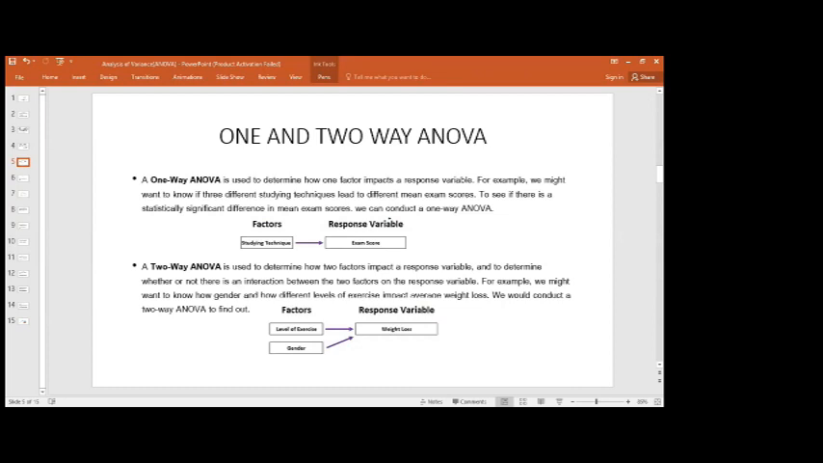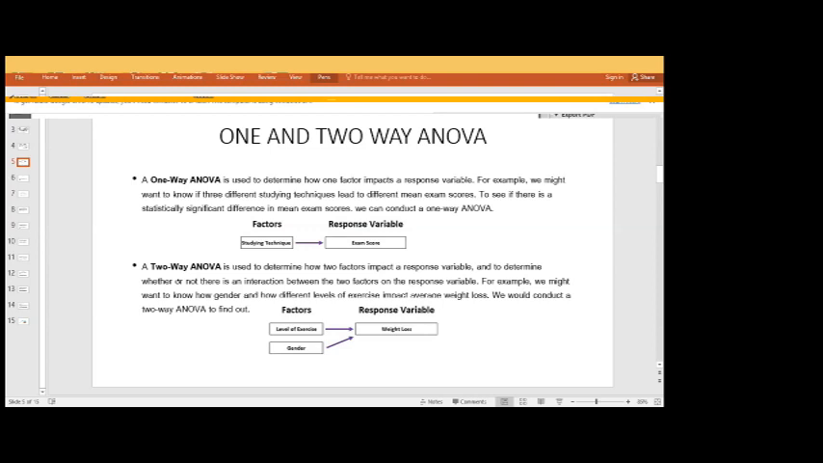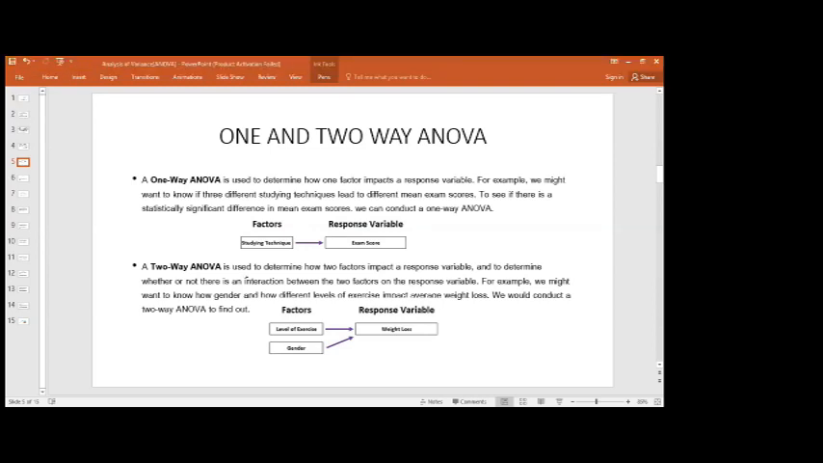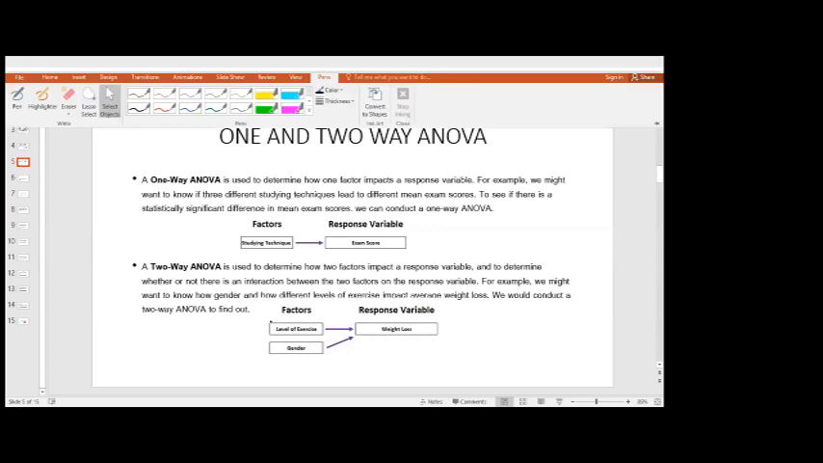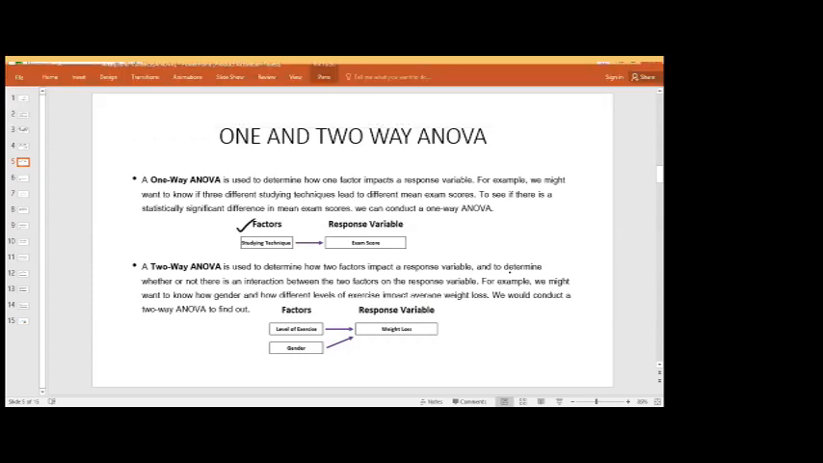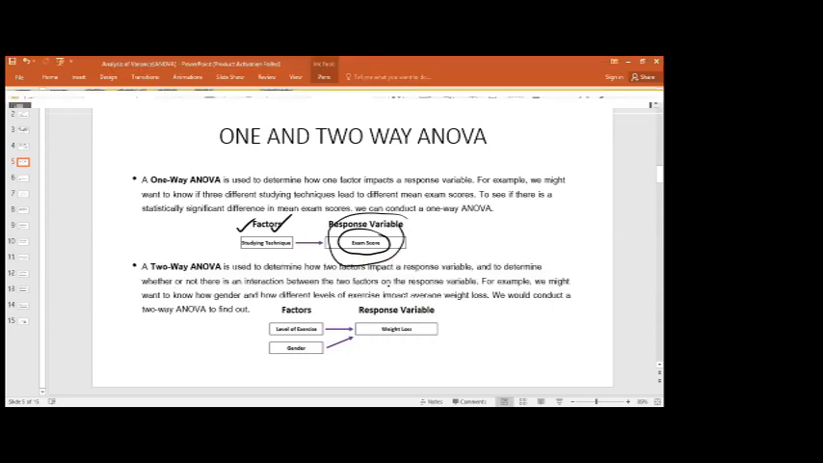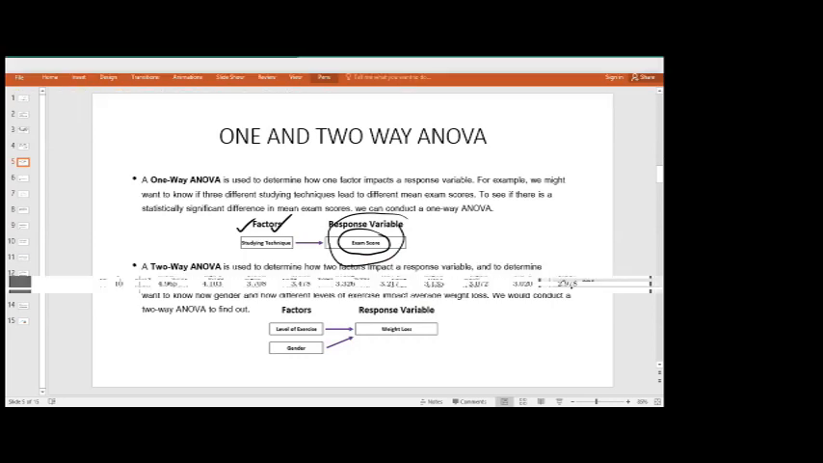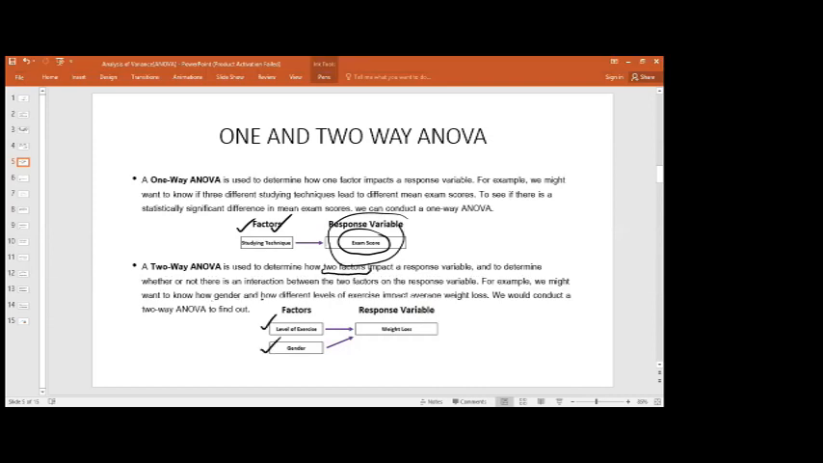While two-way ANOVA is used to determine how two factors impact a response variable. In two-way ANOVA, two factors are involved: level of exercise and gender, right? We check the response variable against the two factors. Note there may be an interaction between the two factors on the response variable. For example, we might want to know how gender and different levels of exercise impact average weight loss. We would conduct a two-way ANOVA to find out.